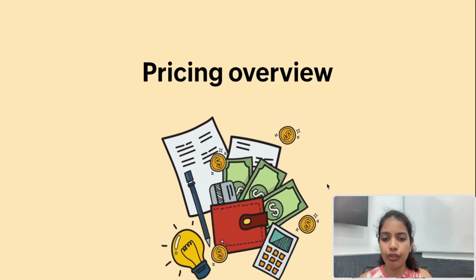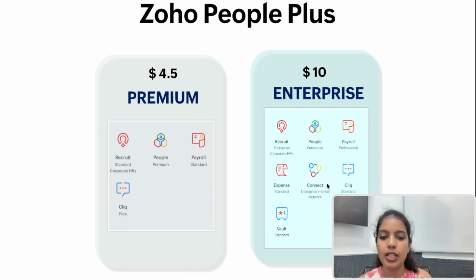Now that we've seen all the four buckets, let's look at how these capabilities are packaged and what plan options are available. Zoho People Plus comes in two editions, the Premium Edition which includes Cliq's free plan and the Enterprise Edition which includes Cliq's standard plan.